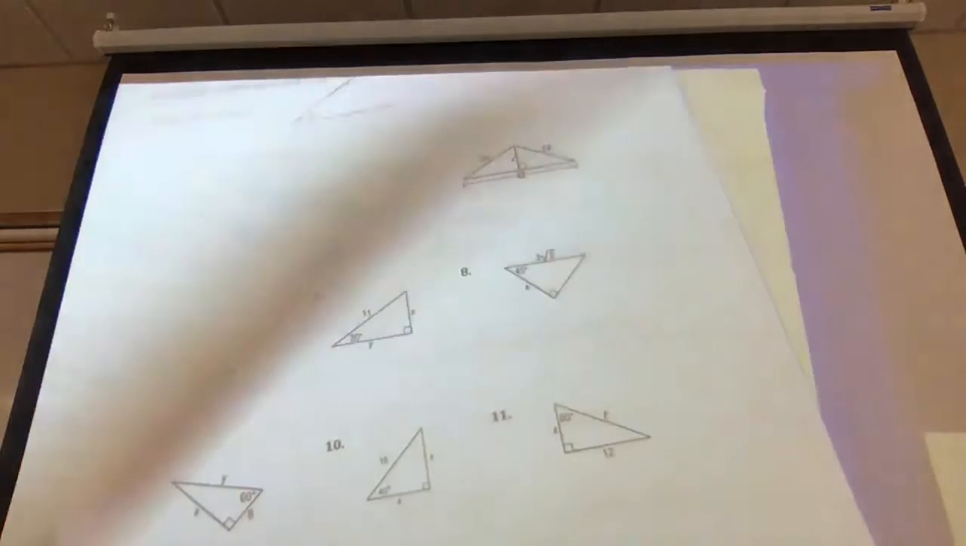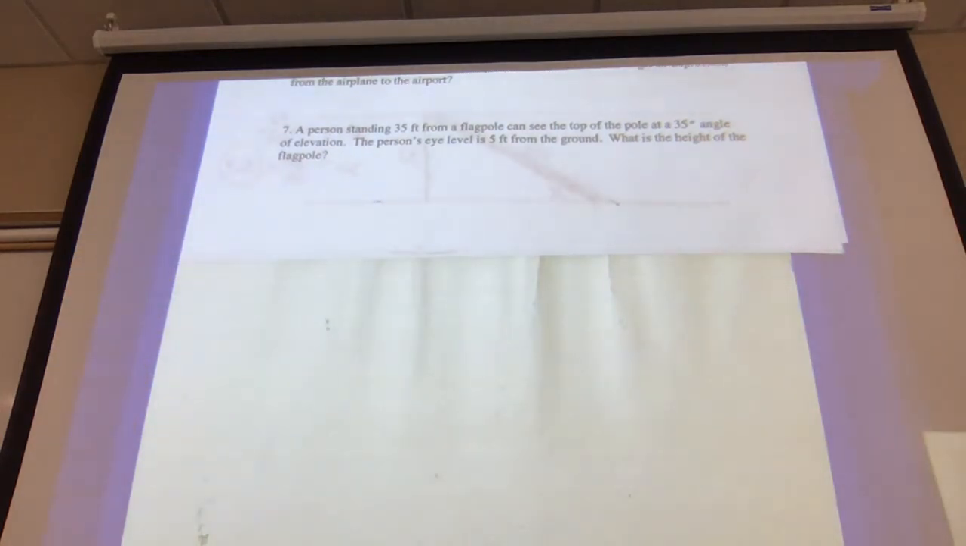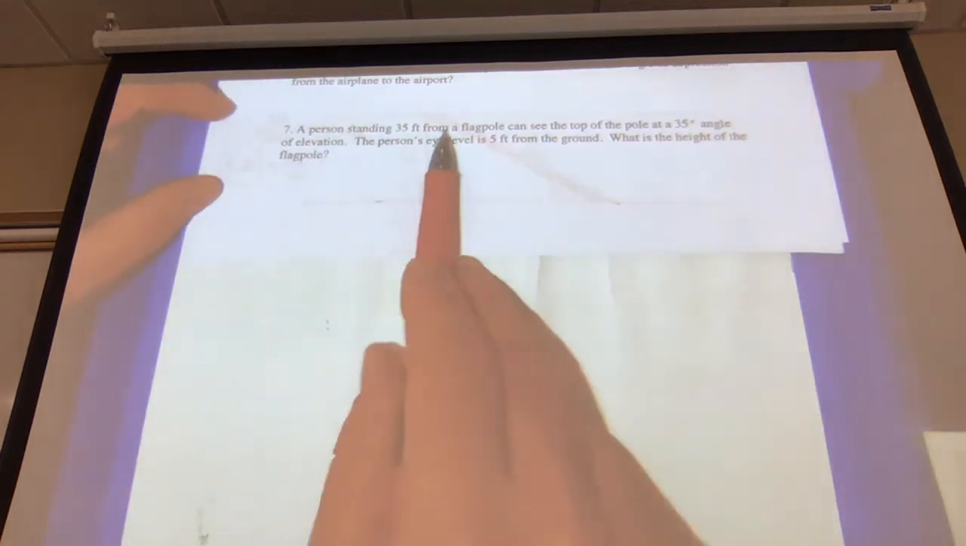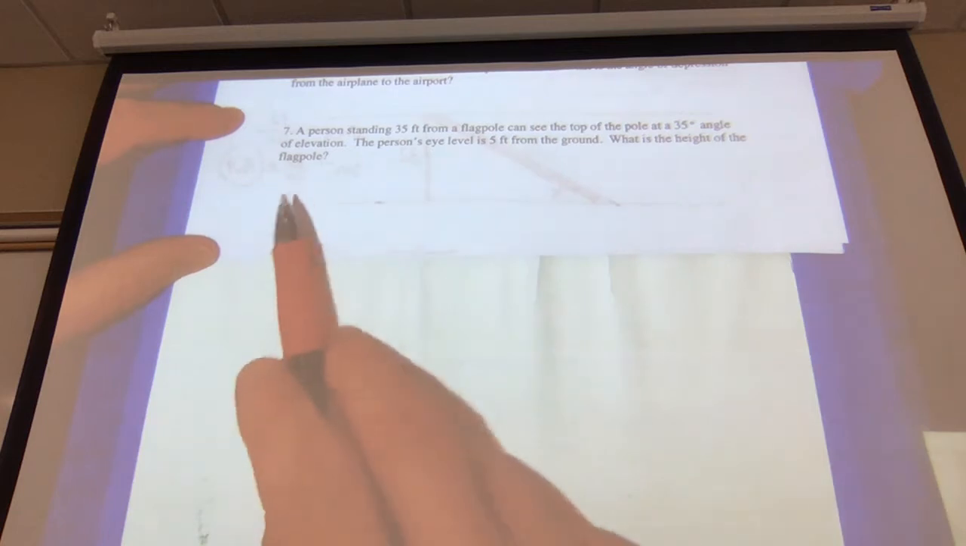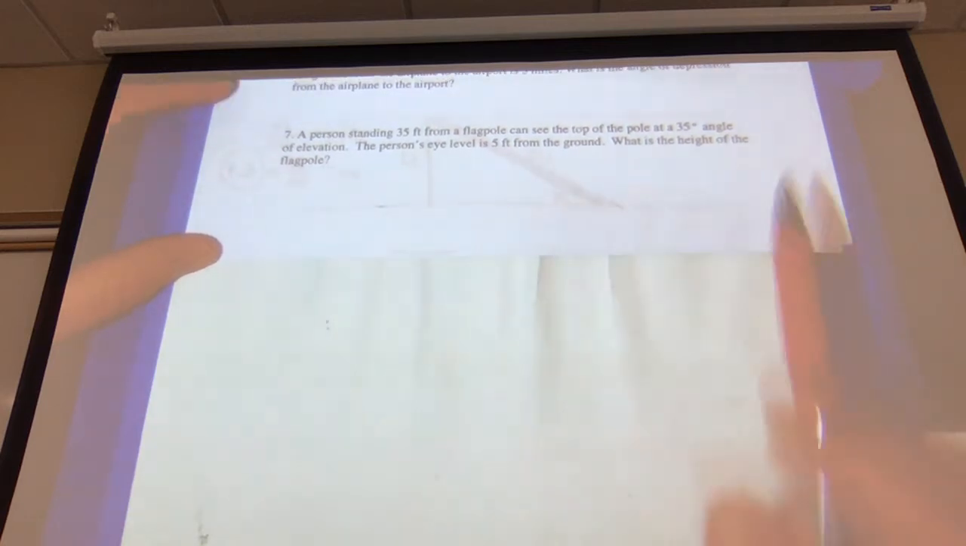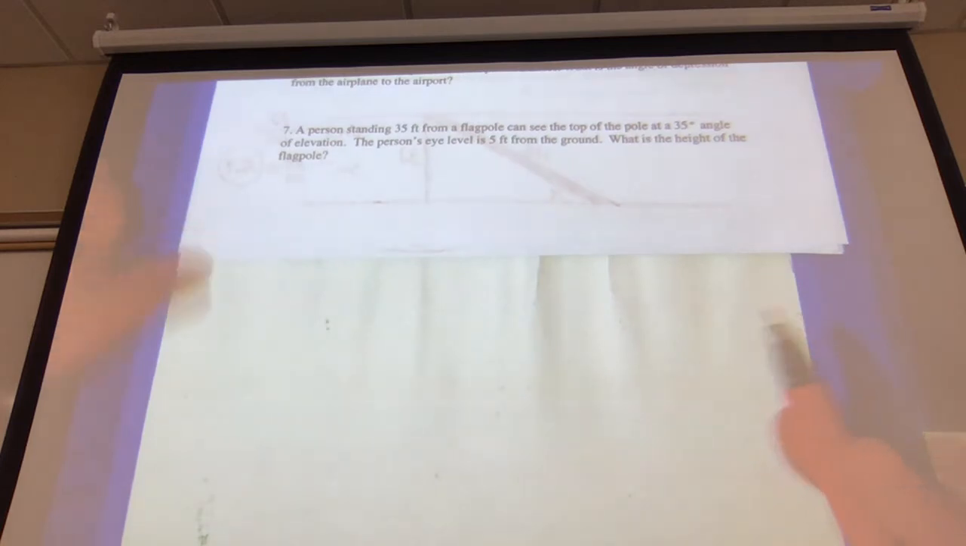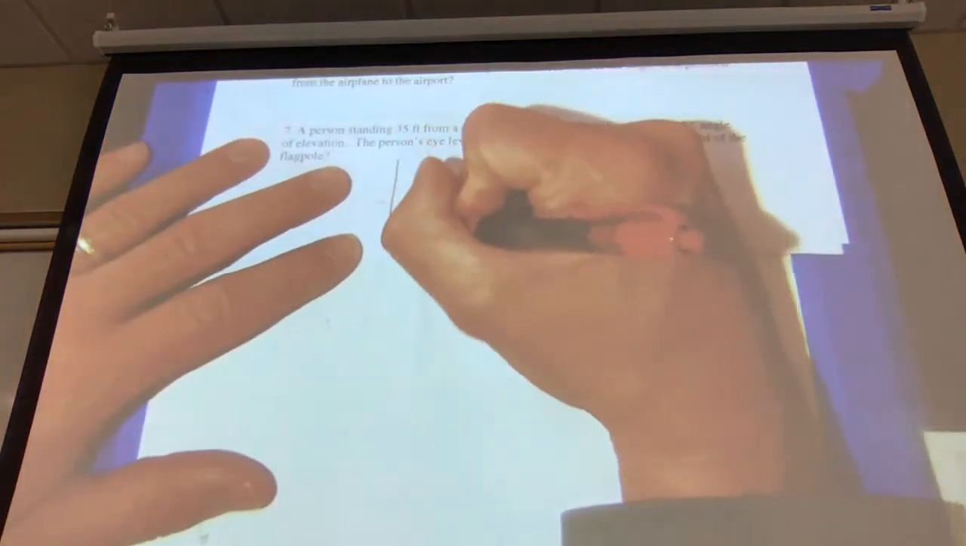Okay, now one more, one from the assignment that I want to start with you. You can turn it over to the next page and go down to number 7. We're going to draw the picture for this one, and then I'm going to let you solve it on your own, but I want you to get the picture set up first. It says a person standing 35 feet from a flagpole can see the top of the pole at a 35-degree angle of elevation. The person's eye level is 5 feet from the ground, wants to know the height of the flagpole. So I'm going to put the flagpole over here.